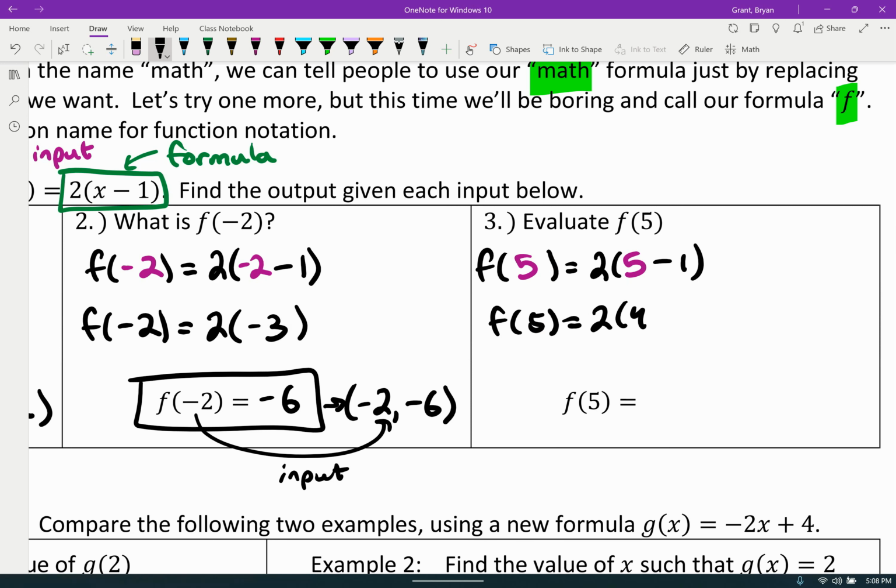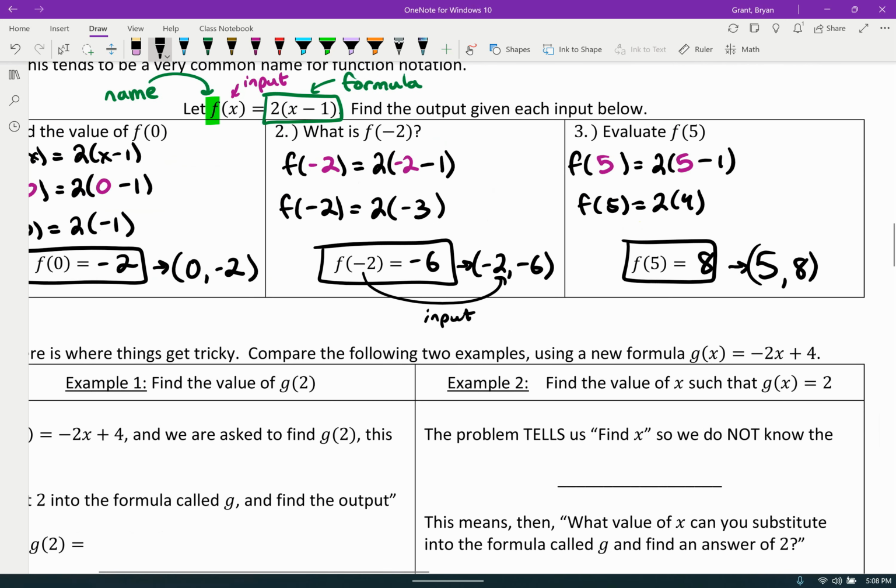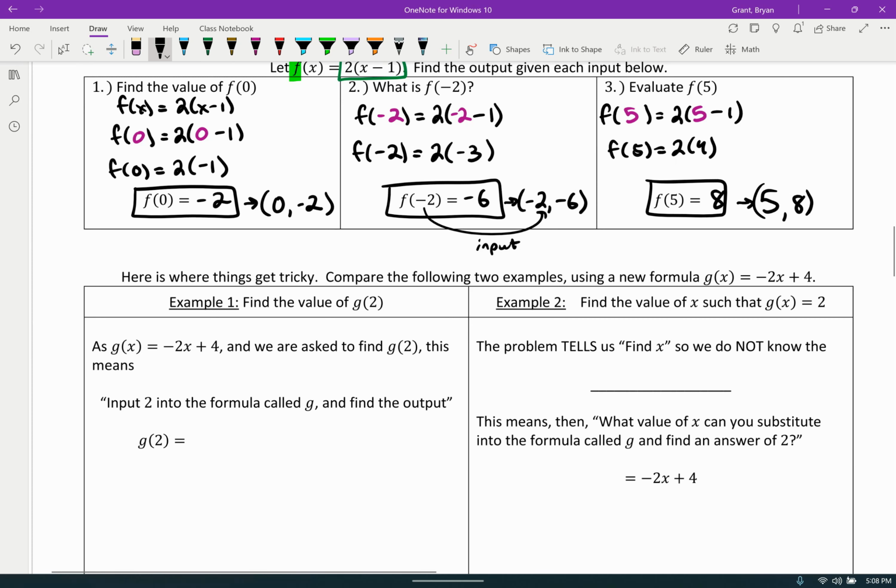And 5 minus 1 is 4, and usually 2 times 4 is 8. Lovely. Okay, at this point in time, notice how efficient this notation was. They just said evaluate f of 5, and that told us to plug 5 into this formula and simplify it and find the answer, right? 5, comma, 8.